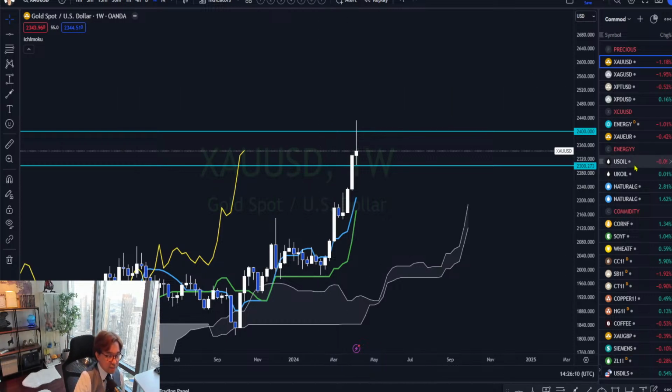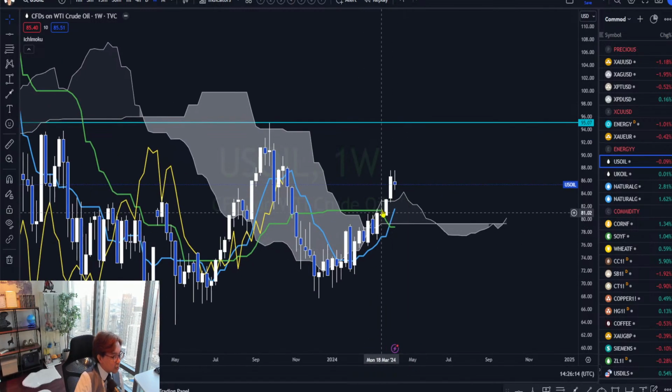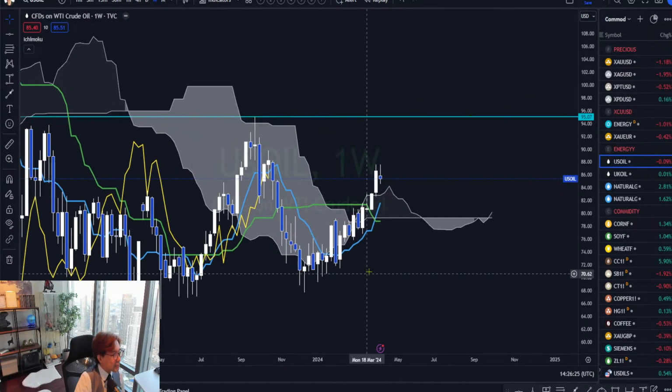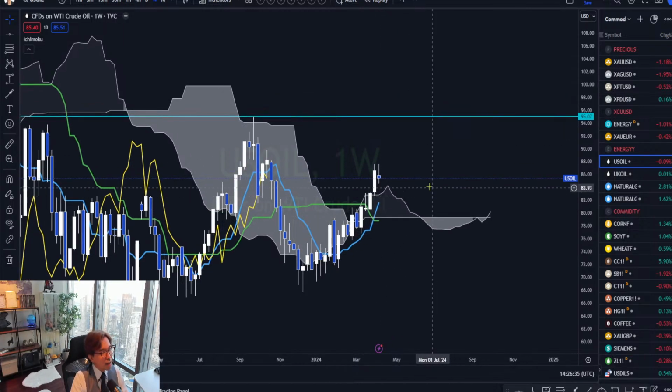Okay, next is WTI. WTI crude oil, it broke the Kijun Sen, it broke the Kumo, Senkou span A, and Chikou span has been touching the candlesticks. So WTI has been bullish since the week of the 11th of December, and I think this bullish trend continues. There is now an inside bar. Let me just mark the inside bar here.